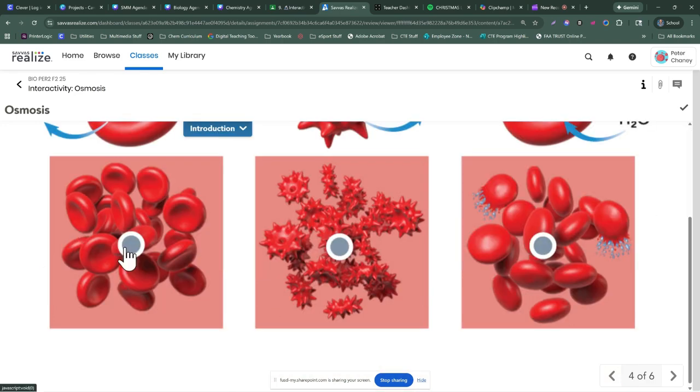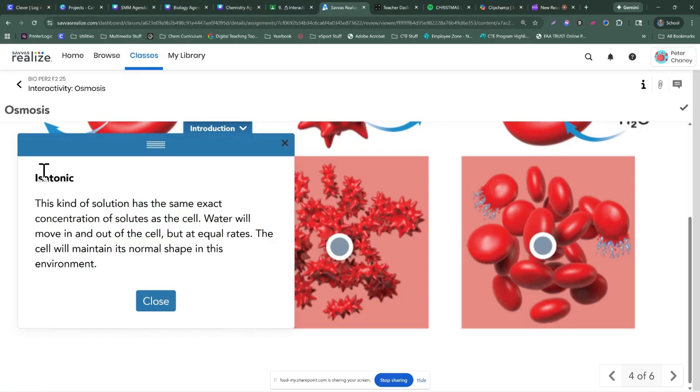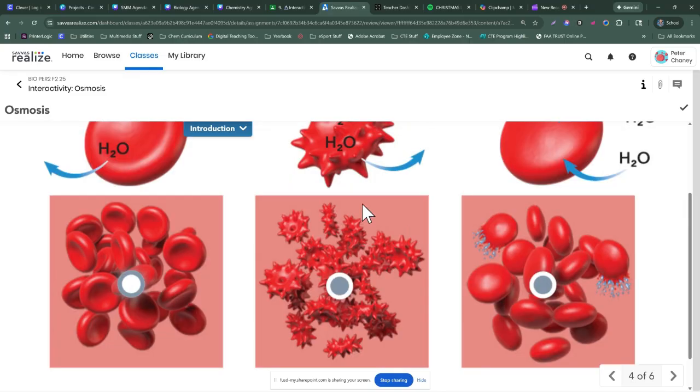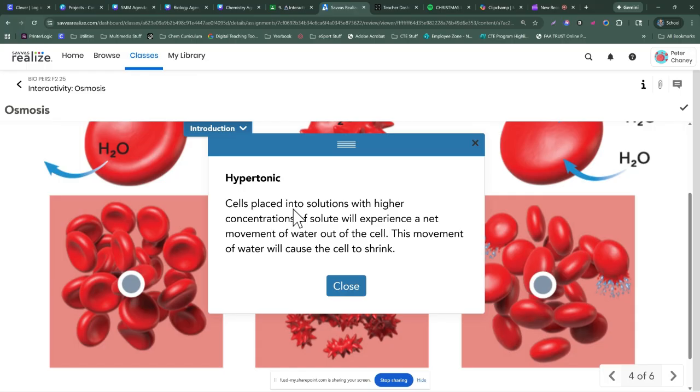All right, so this is isotonic. This kind of solution has the same exact concentration of solutes as the cell. Water will move in and out of the cell, but at equal rates. The cell will maintain its normal shape in this environment. Okay, we'll click on the second gray circle. This is hypertonic. Cells placed into solutions with higher concentrations of solute will experience a net movement of water out of the cell. This movement of water will cause the cell to shrink.